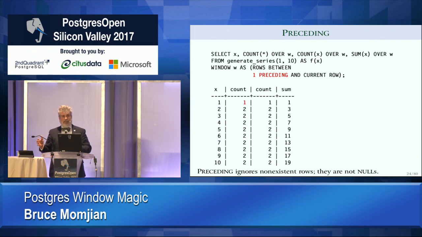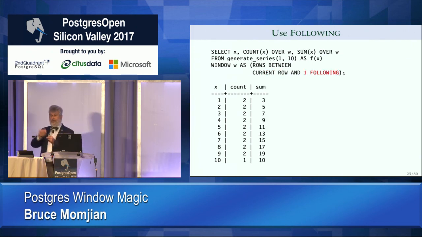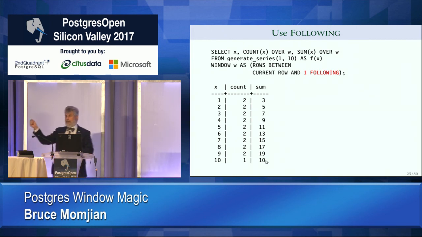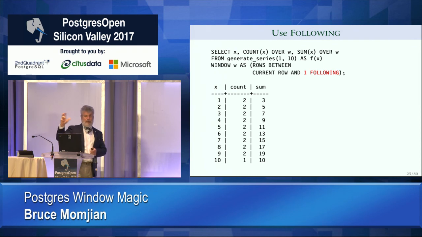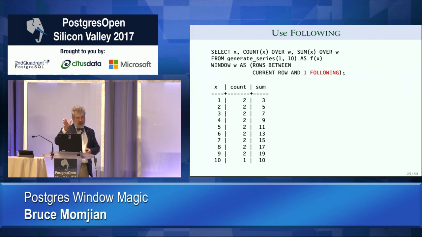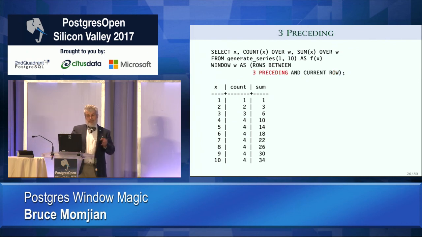I can do one following, so I can say now this row here is 3 because it's 1 plus 2, and then 5 is 2 plus 3, and so forth. And when you get down to the bottom, there's no row after it, so it's just the current row. And this is where you can start to see now, okay, this starts to have some value. I have a lot of examples at the end, but again, just kind of get that. I can use other numbers here.